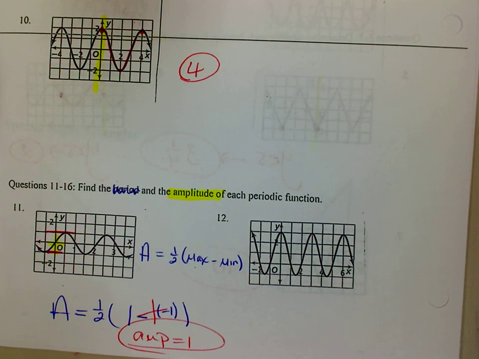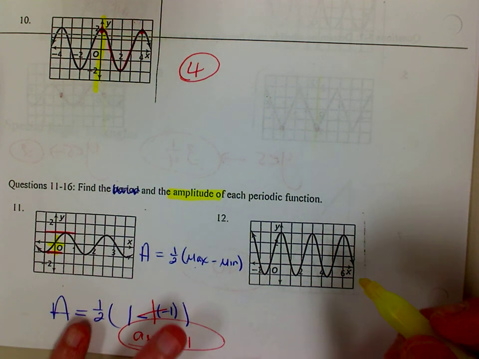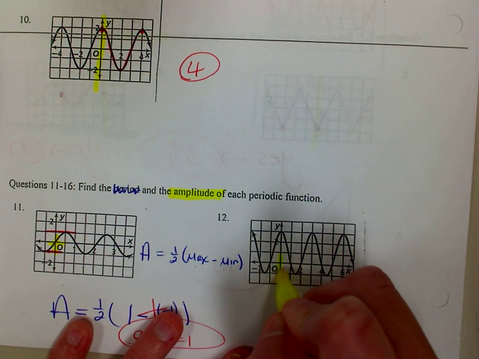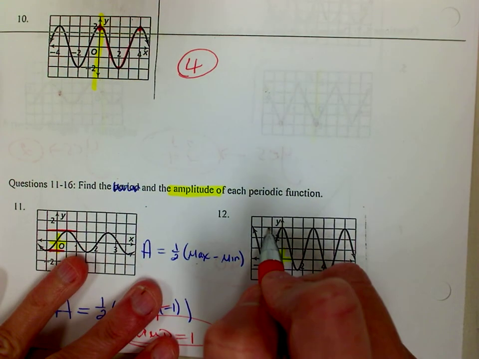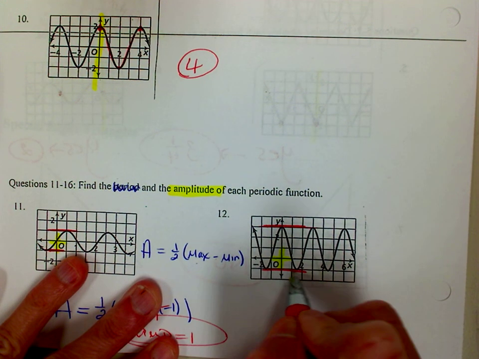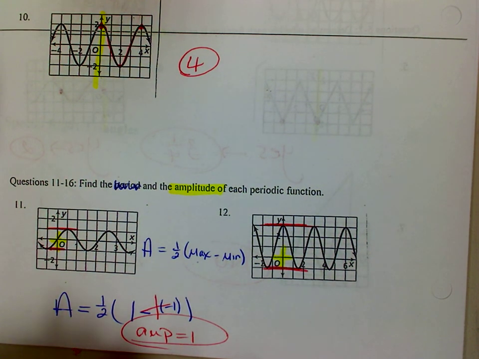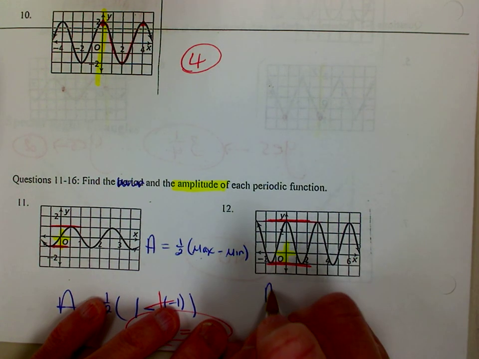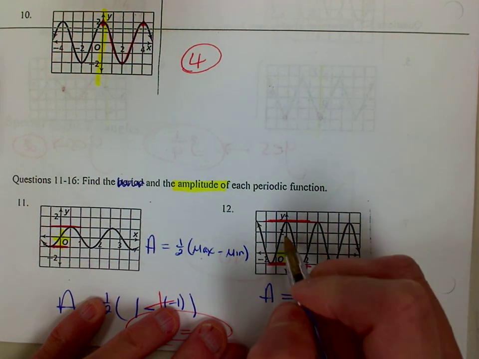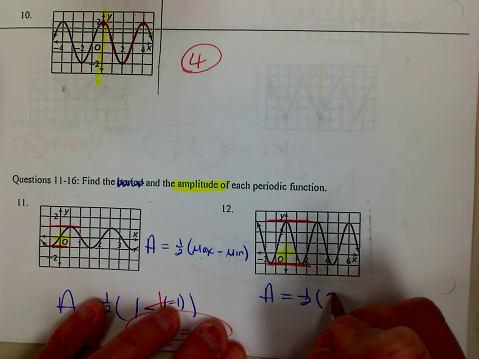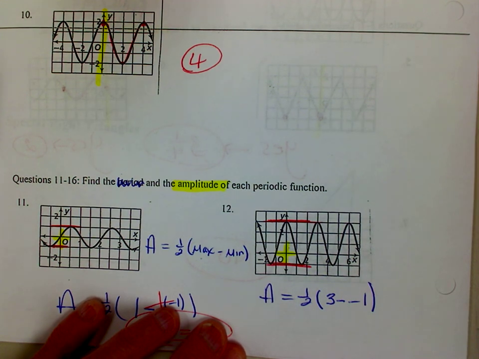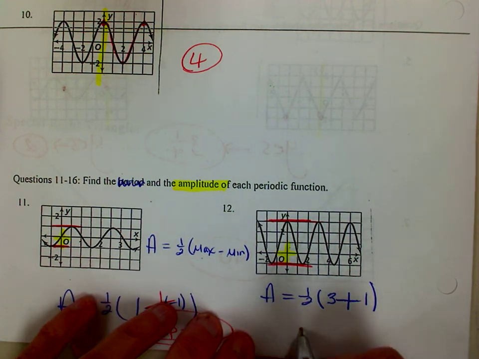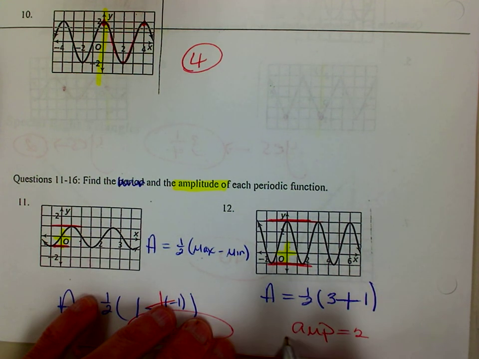Okay, so on this one, again, I just want to find the amplitude. So I'm going to locate the origin right there. And I want to find the maximum y value and the minimum y value. Okay, so let's see here. The maximum is 3. The minimum is -1. So that becomes plus, that's going to be 4. Half of 4 is 2. So the amplitude is 2.